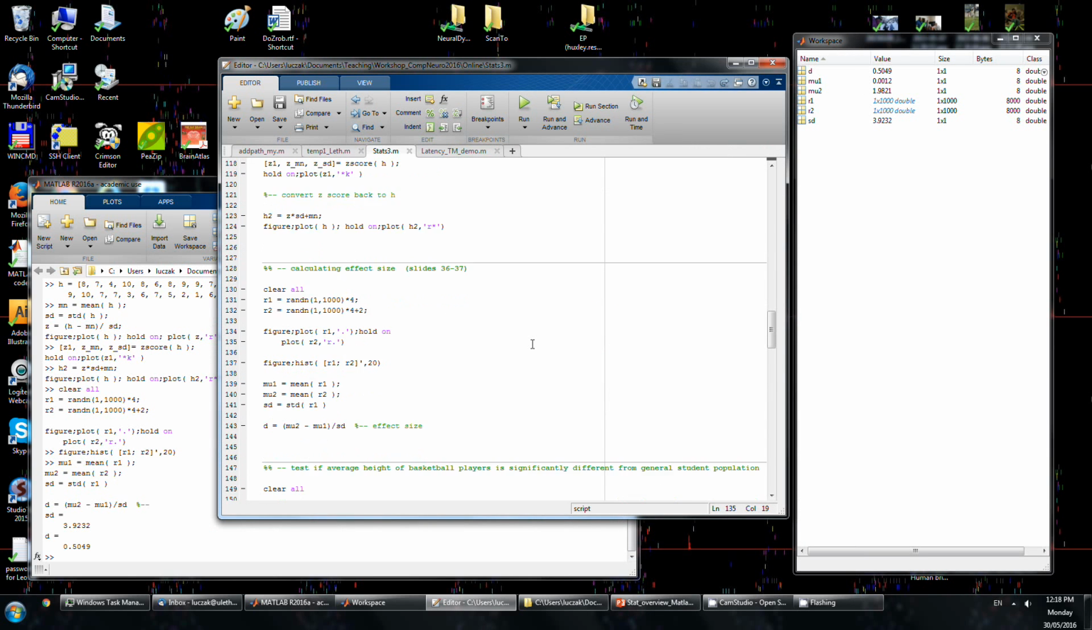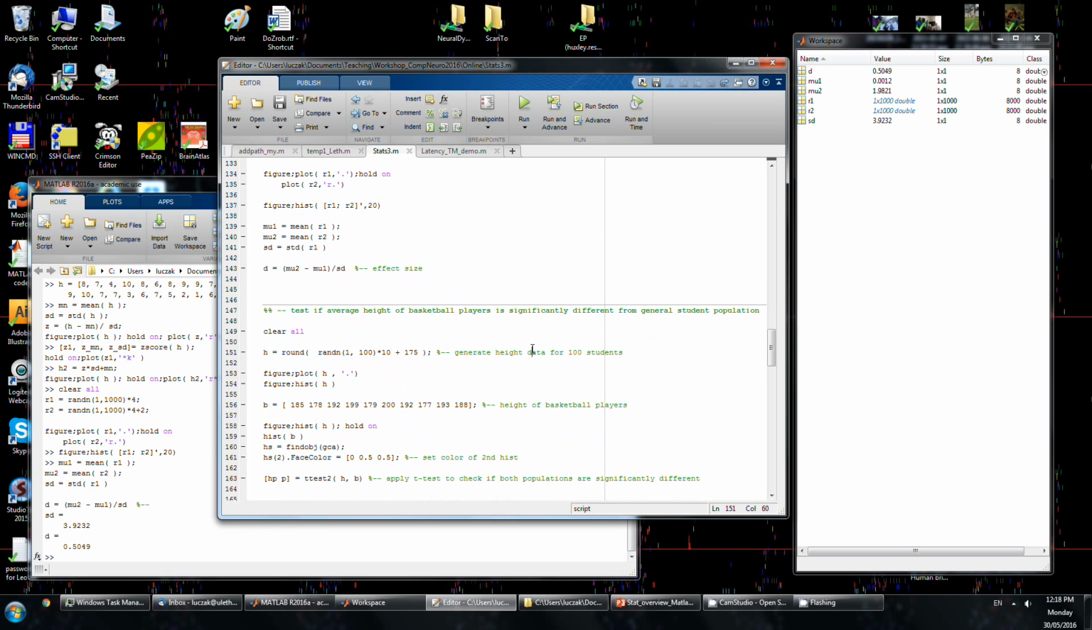Okay, so now we will do some statistics. We will test if the average height of basketball players is significantly different from the general population. Here we will generate some artificial data: height data, 100 numbers. We will again use randn as a convenient method to generate this random data. It will be a normal distribution, the variation will be 10, and we will add 175 to the mean. So our height distribution will be centered around 175 centimeters.